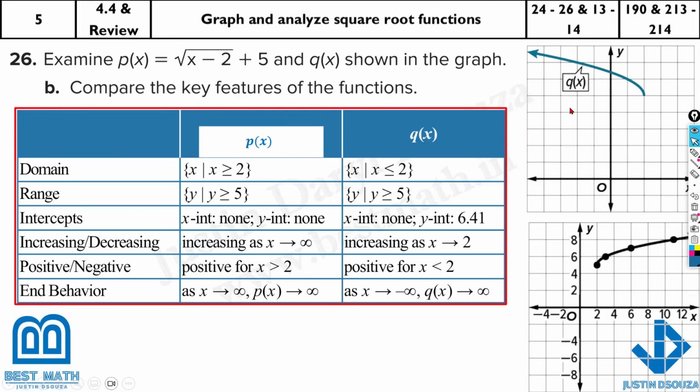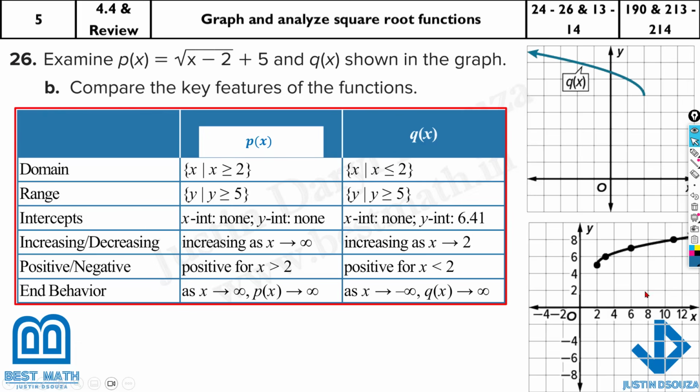It's less than or equal to 2. So you can see it's going to the left side. It's x is less than or equal to 2 and greater than or equal to 5. That is 1, 2, 3, 4, 5. That's it. Now, is there any x-intercept here?